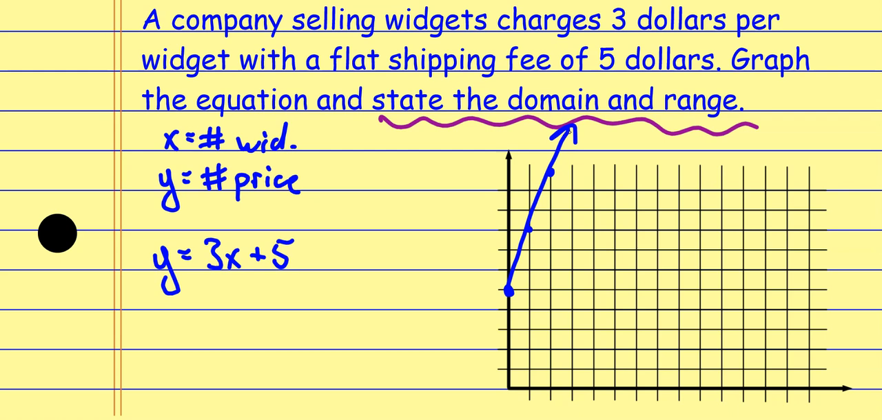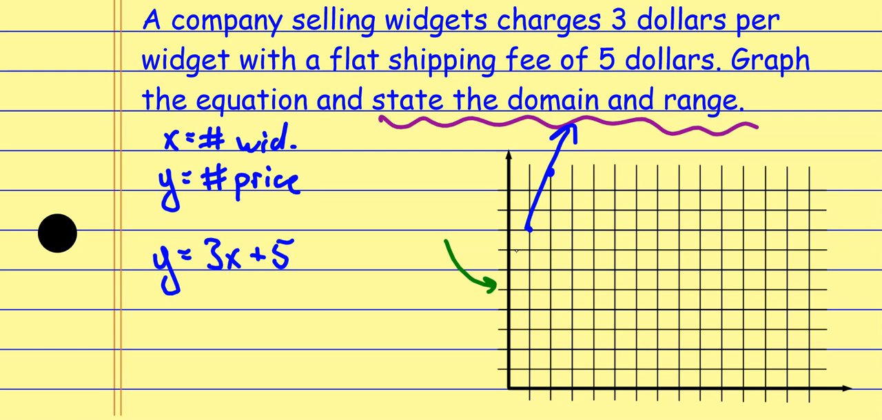This isn't even accurate, though. Could I buy 0 widgets? If I buy 0 widgets, am I going to be charged $5 for shipping? The answer is no. Right here, this point doesn't make any sense. All right, so maybe I should erase this. Maybe my line should start here. So if you draw that entire line, that's okay.